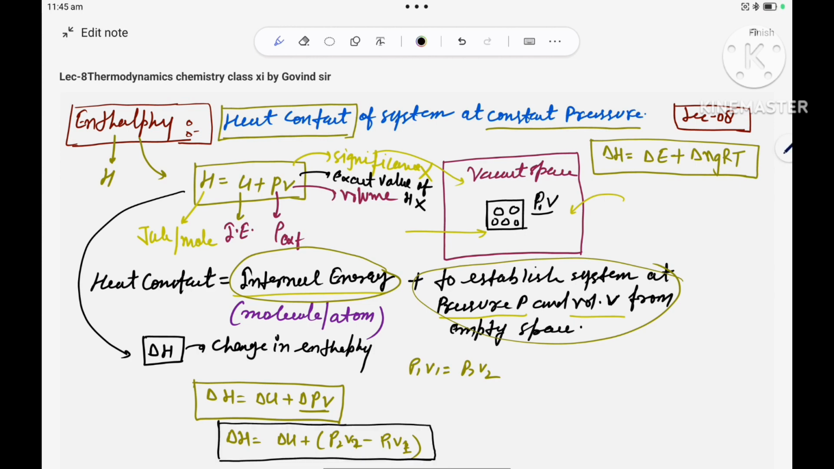So delta H is equal to delta U plus P2 V2 minus P1 V1. That formula we will use here. You know that P and V both are variable. In that case, children, two conditions are there. So this I want to erase actually.